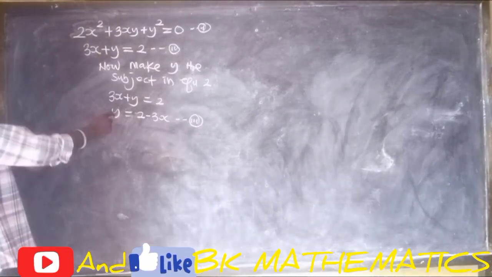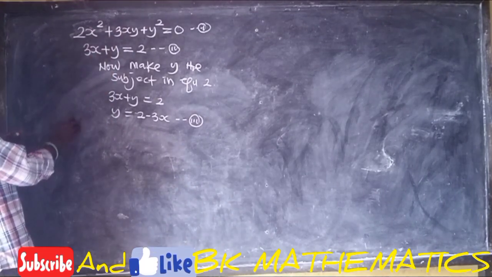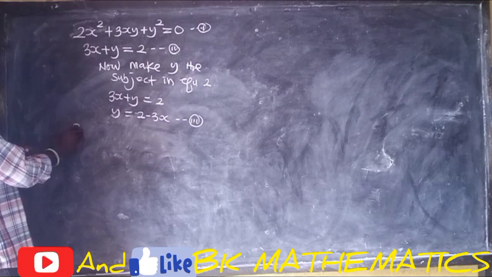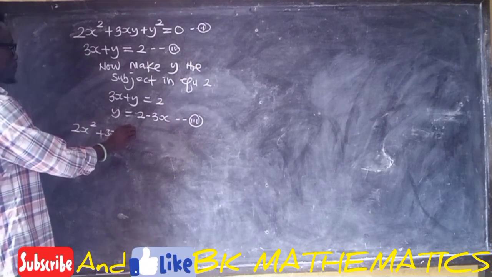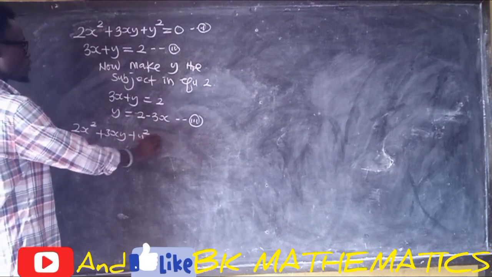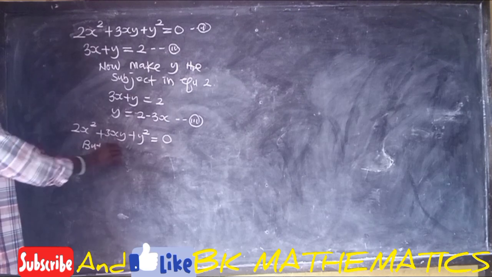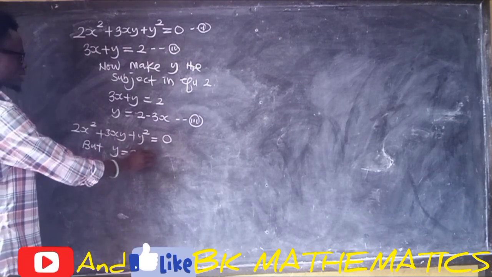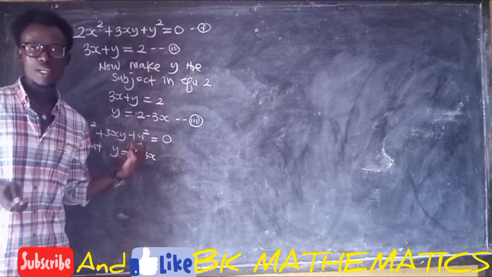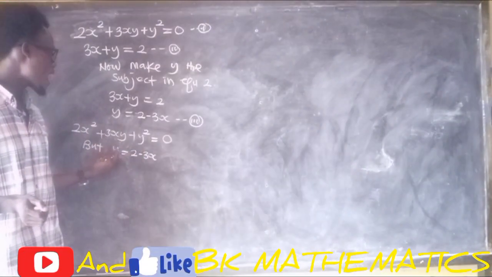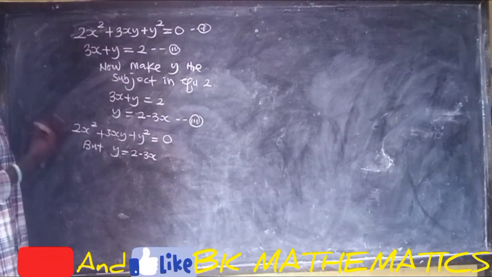Now let's substitute y in equation 1. Equation 1 is 2x squared plus 3xy plus y squared, and everything is equal to 0. We have y as 2 minus 3x. What I need to do here is substitute y inside this equation. Anywhere you see y, you replace it by 2 minus 3x.